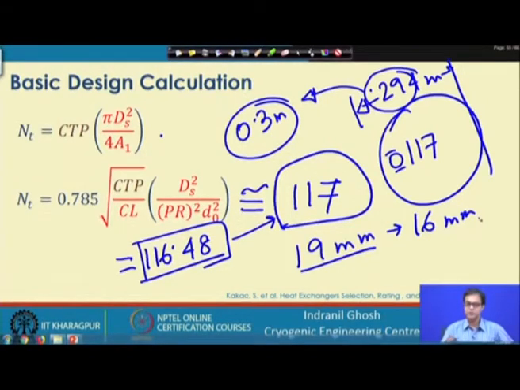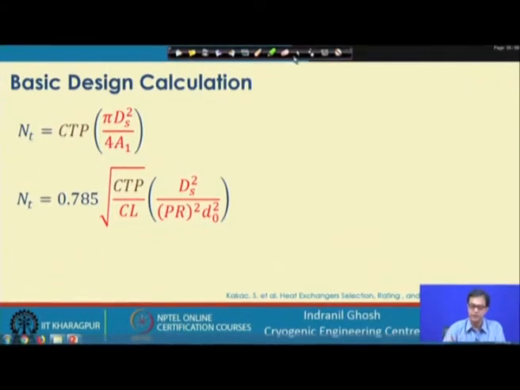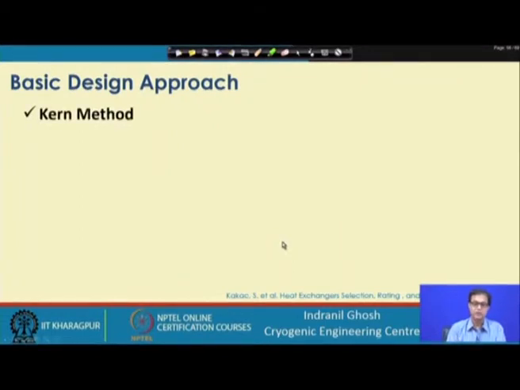Based on this rough estimation, we can now try to find out the actual dimension of the heat exchanger. For that, we have two different techniques. One is the Kern method, popularly known, and another one is the Bell-Delaware method.